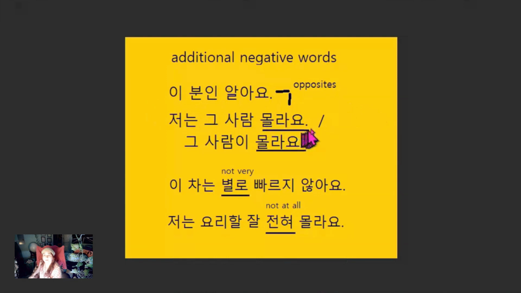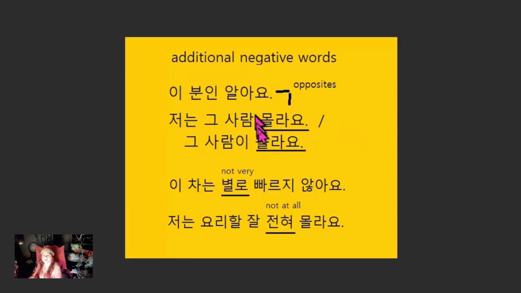이 분은 알아요. I know this person. Okay. That's all well and good. Didn't use any markers. 저는 그 사람 몰라요. I don't know that person. Not only have I added the first person pronoun, I've also added the topic marker. That is to make it a little less ambiguous. Now we could still go 그 사람 몰라요. If it's already clear, if it's already established earlier in the conversation that that's what's going on. We're talking about me not knowing that person.